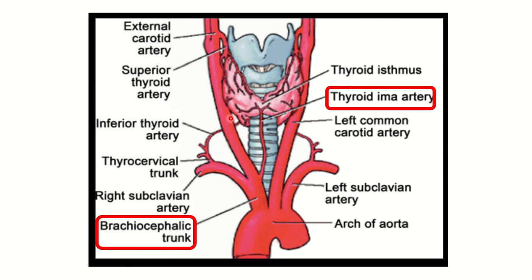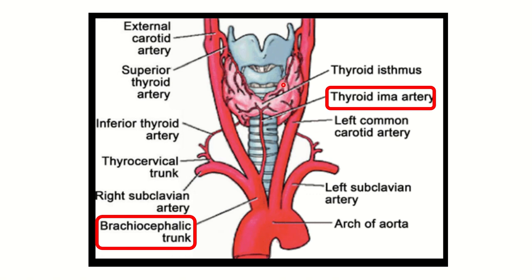And we can see here the inferior thyroid artery. This inferior thyroid artery arises from the thyrocervical trunk, which is a branch of this artery, the subclavian artery.